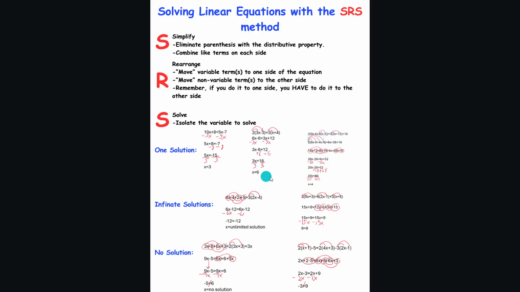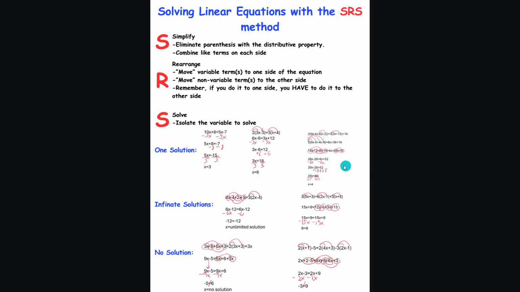In the second one, you do have to start with simplify. So using the distributive property, you get 6x minus 6 is 3x plus 12, and then you move on to rearrange. So you subtract 3x from both sides and add 6 to both sides, and you'll end up with 3x is 18, and you divide both sides by 3, you get x equals 6. And then the other one, I'm not going to explain it, it's a little more complicated.